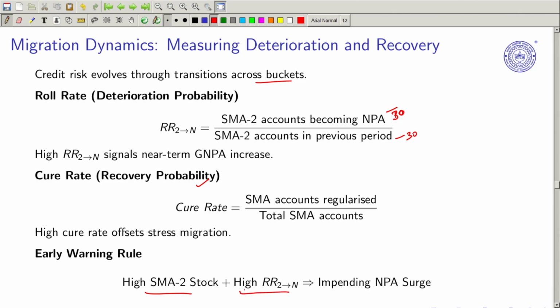So here we have the roll rate, and here we have the impending NPA search. If RR2 is higher, which means that the SMA 2 accounts becoming NPA is much higher, then first of all, the high SMA 2 stock itself is a big concern: how come it was not traced when it was in SMA 0, and how come it was not traced when it was in SMA 1, and now it has come to SMA 2. So that is bound to get implemented.